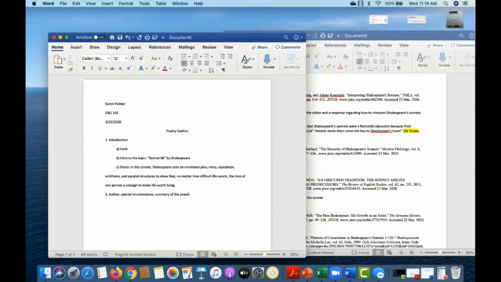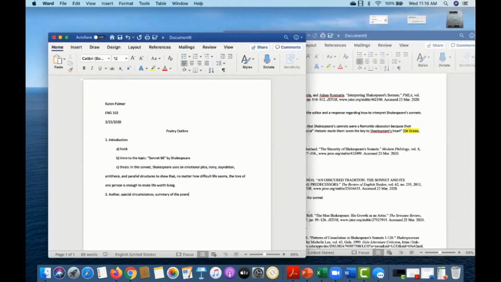So give some interesting details about the author's life, any special circumstances that the poem was written under, if it was written to a certain person. So if you guys saw the poems Meeting at Night and Parting at Morning by Robert Browning, who was married to Elizabeth Barrett Browning, those poems are describing their courtship.